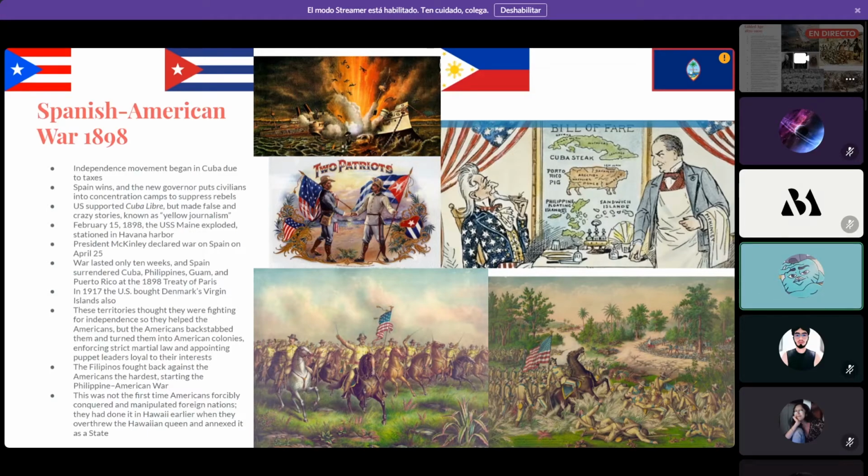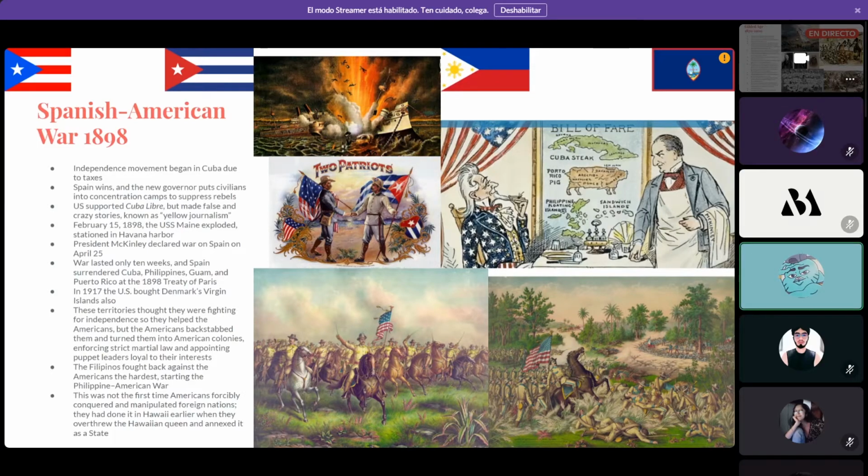So after the war ended, after the United States won, Spain surrendered Cuba, the Philippines, Guam, and Puerto Rico at the 1898 Treaty of Paris. And then later on, the U.S. also bought some of the Virgin Islands. The territories were fighting for independence themselves, so they helped the Americans. But basically, the Americans turned on them. And they turned all of the new land that they won against the Spanish into their own colonies, their own territories. They brought in the military to take over the lands, and they also put in leaders that only listened to them. Some of these people fought back, particularly the Cubans and the Filipinos.